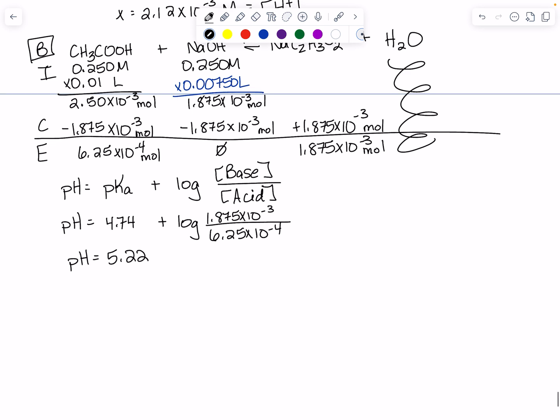Okay, then C part says calculate the pH at the equivalence point. The equivalence point means I have equal moles of acid and base. So I'm going to copy the ice table from the first part.